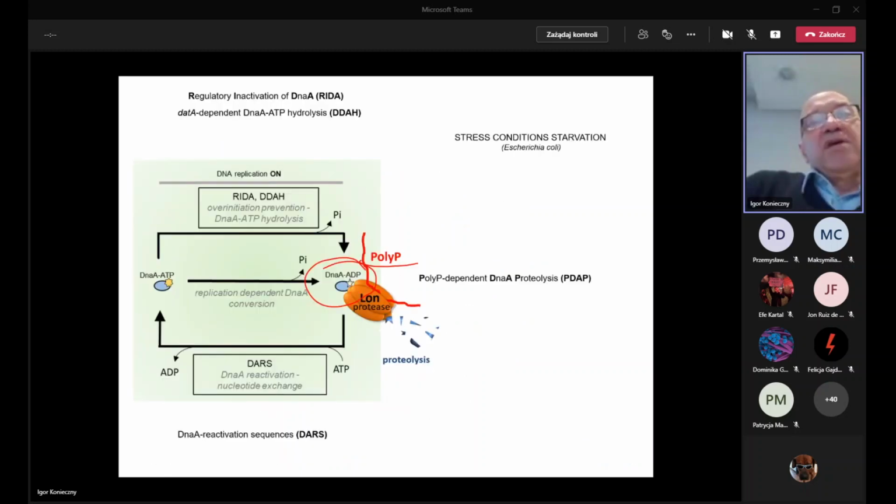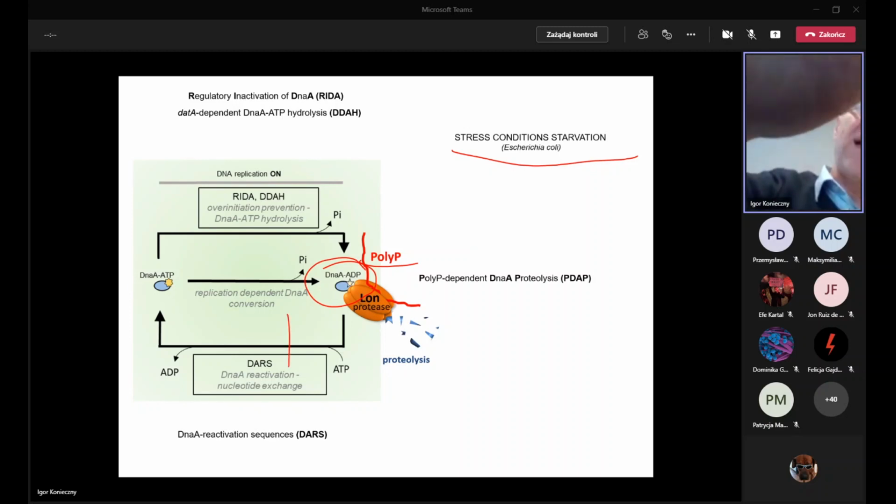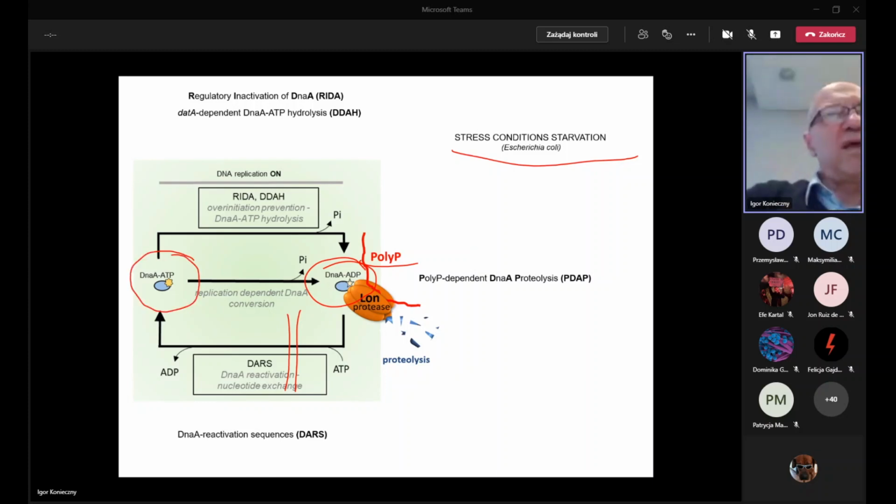But why is it so important that the Lon protease degrades the ADP form? I told you that the ADP form is replicationally non-active. Well, it's during the replication arrest in stress conditions, and that was in E. coli. This RIDA system works and converts DnaA from ATP to ADP form, and this prevents reinitiation of replication. However, the rounds of replication which were already activated have to be finished. So it's like converting ATP to ADP and then degrading it to prevent reactivation. Okay, so that makes sense, especially as I will tell you within a minute that ATP-DnaA also has another important feature. It inhibits its own transcription.